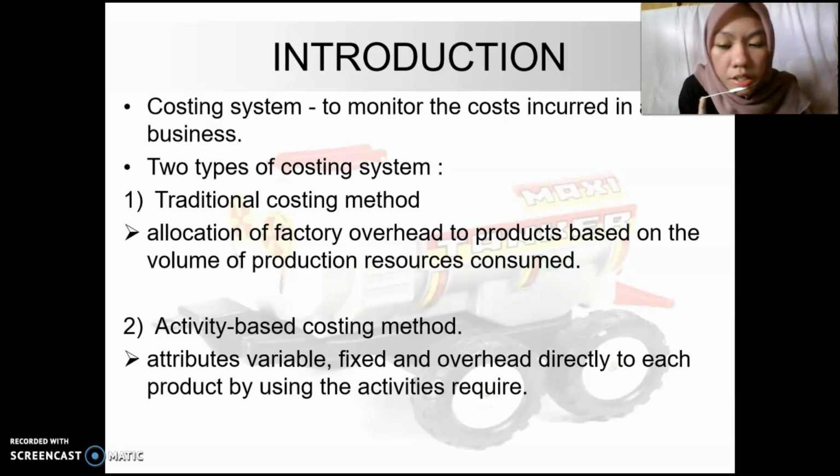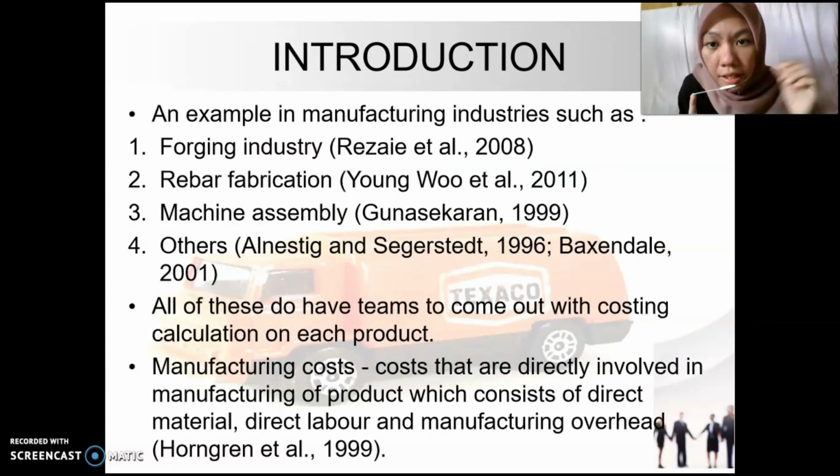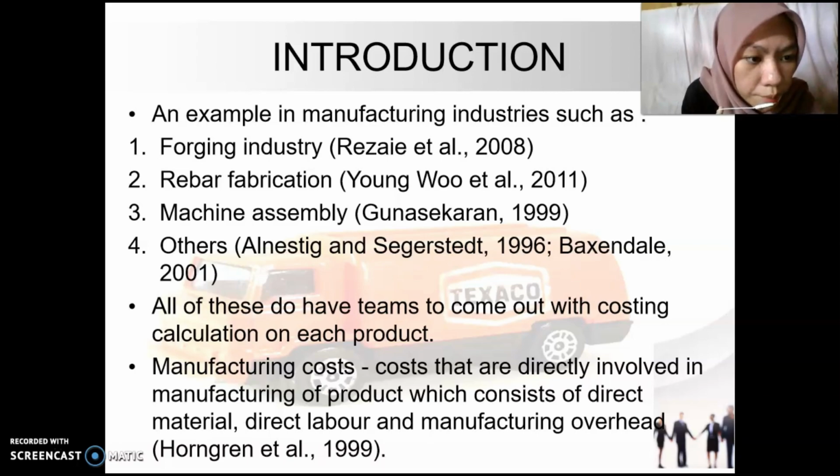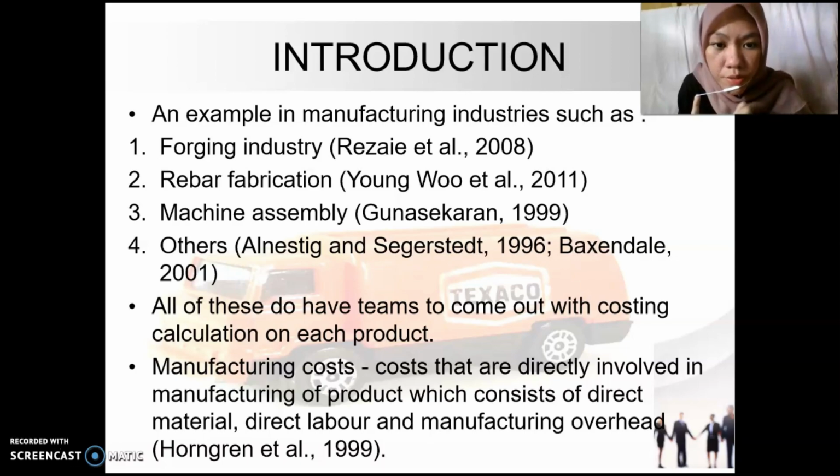The activity-based costing method attributes variable, fixed and overhead costs directly to each product by using the activities required. The next one is examples in manufacturing, such as the forging industry by Rezai et al. 2008, rebar fabrication by Yongwu et al. 2011, machine assembly by Gunasekaran 1999, and others by Alnestic and Segerstedt 1996 and Baxandel 2001. All of these do have teams to come out with costing calculations on each product.